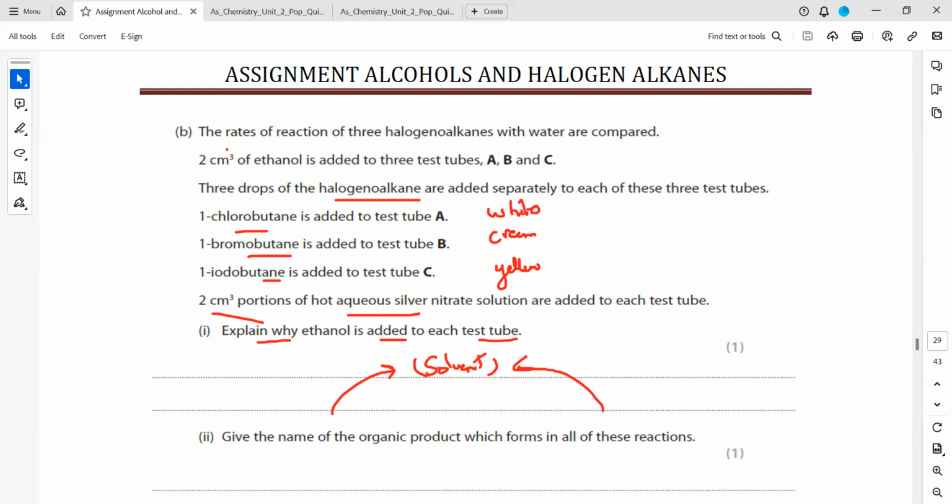So what is the purpose of adding ethanol? Ethanol is acting like a co-solvent here, which can dissolve both aqueous silver nitrate and the halogenoalkane, because silver nitrate is a polar substance and the halogenoalkane is non-polar. So we want to mix them together in a solvent which can dissolve both. That is the reason we add ethanol, to dissolve both of these reagents.